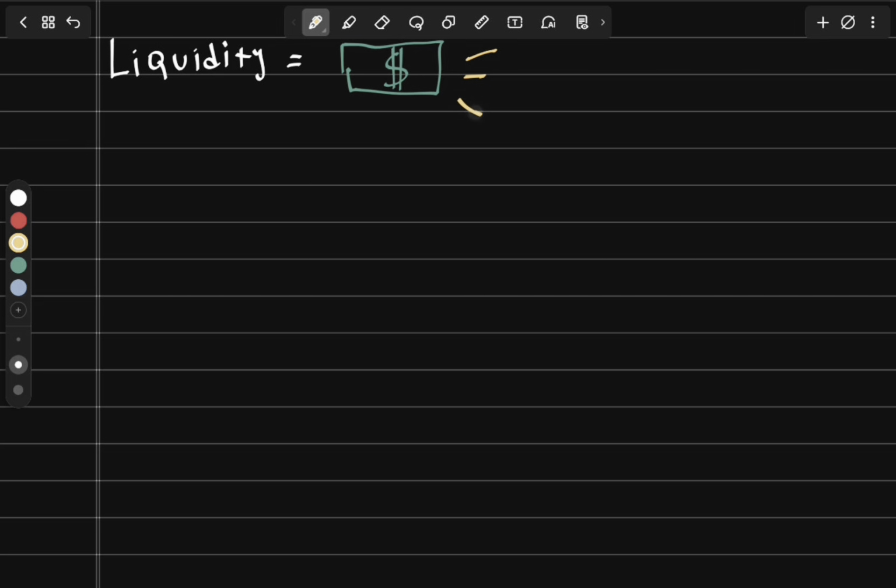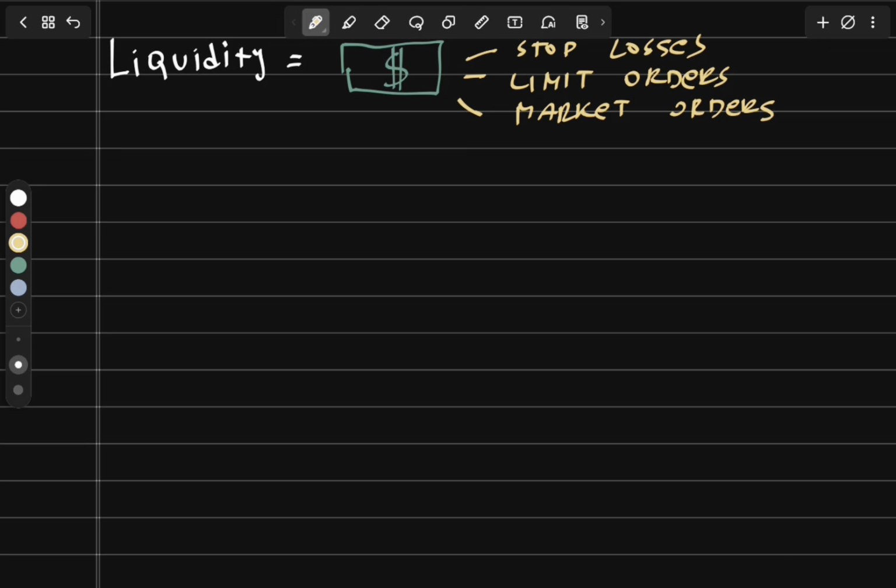And we're going to give you three main examples where the liquidity is resting on the charts, which are stop losses, limit orders, and market orders. Every single time there is an area on the chart where these things are likely to be placed, you have to assume that there is liquidity.